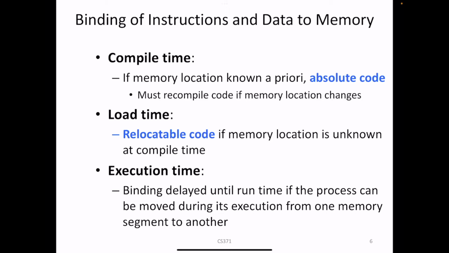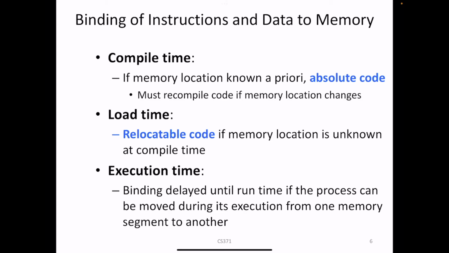The second type is called load time binding. The loader is responsible for this type. Before the process gets loaded onto the main memory, the absolute addresses of the process are not known. The loader will add the relocatable addresses to the relocation register to get the physical addresses.